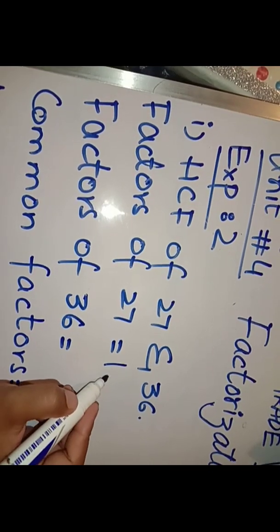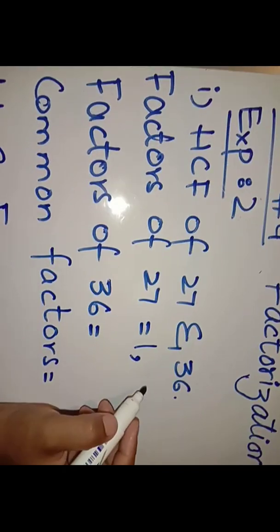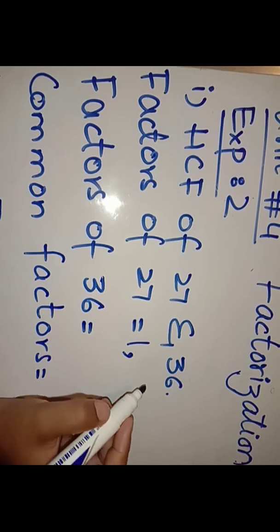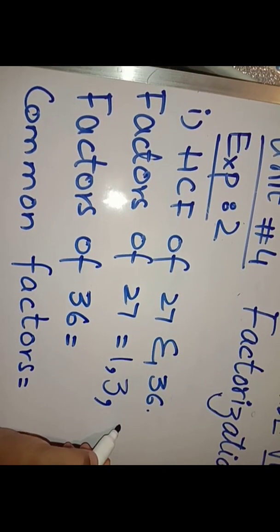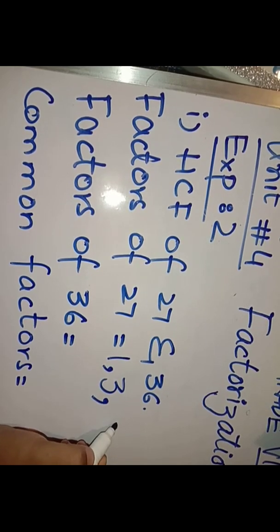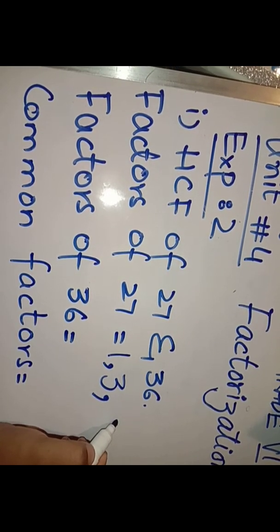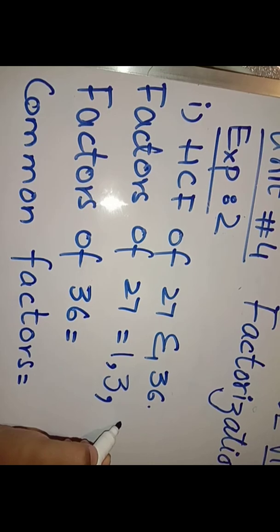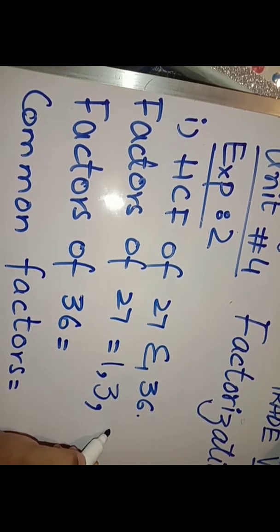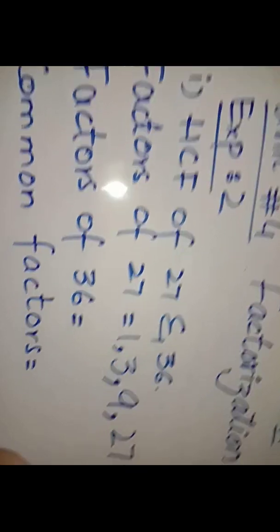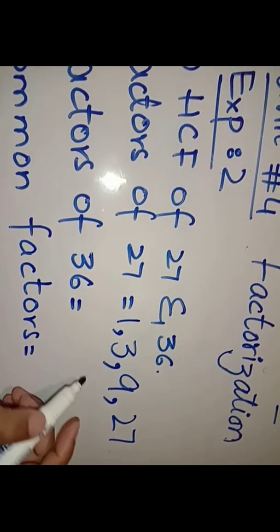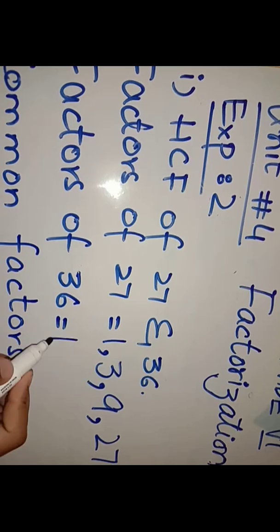1 27s are 27. 3 9s are 27. 6 6s are 36. No, there is no 27 in table of 6. There is 27 in table of 9 and in table of 27. 27 ones are 27. Factors of 36.